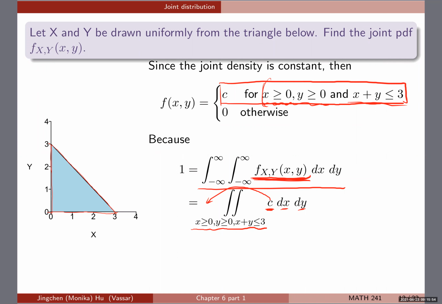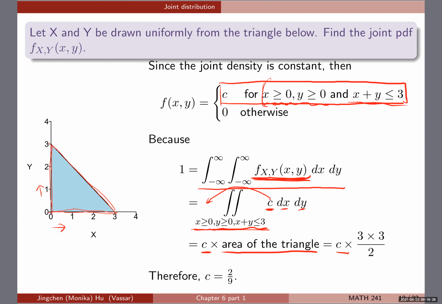And then when you do this integration for this particular range, it actually just becomes the area. By definition, the area can be computed by doing a double integral on the x-axis and y-axis. So in that case, this is simpler, in that we can directly recognize that this becomes C times the area of the triangle, which is C times 9/2, which gives us C to be 2/9.